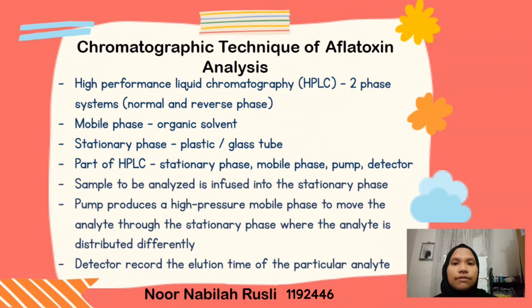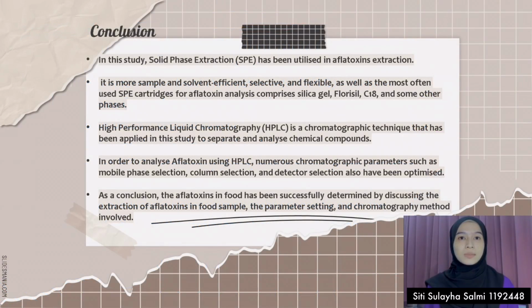The sample to be analyzed is infused into the stationary phase, and a pump produces a high pressure mobile phase to move the analyte through the stationary phase, where the analyte is distributed differently. Then, the detector records the elution time of the particular analyte. In this study, SPE has been utilized in aflatoxin extraction. It is more sample and solvent efficient, selective, and flexible, and the most often used SPE cartridges for aflatoxin analysis comprise silica gel, florisil, C18, and some other phases.